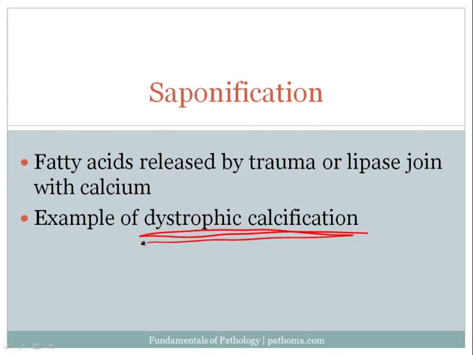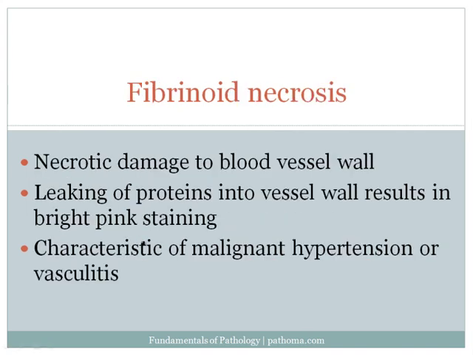However, I really want to make it clear that when we say metastatic calcification, what we mean is calcification that occurs in multiple tissues due to a high serum phosphate. All right, so let's keep moving forward.